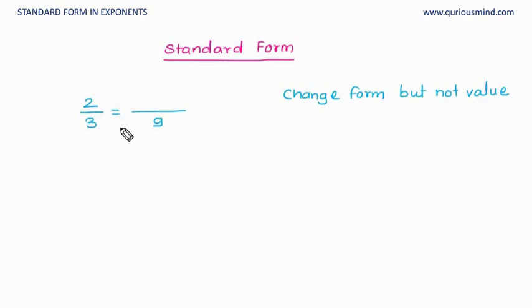So in equivalent fraction, we change the form. The fraction looks different, but the value of the fraction does not change. So to change 3 to 9, I have to multiply 3 by 3. To ensure that the value does not change, I will multiply the numerator also by 3. And then I get 6 upon 9.